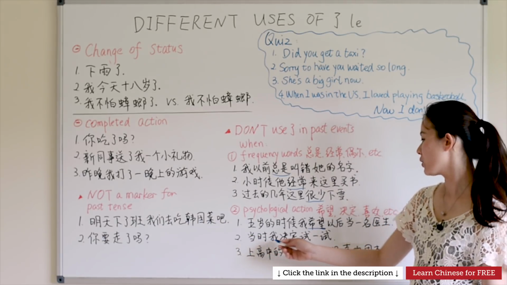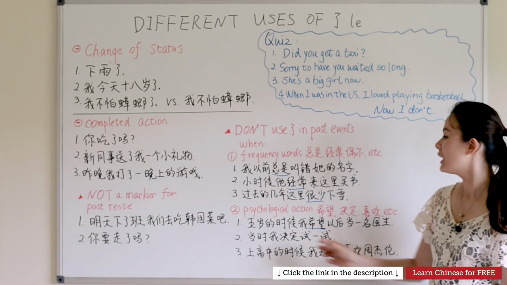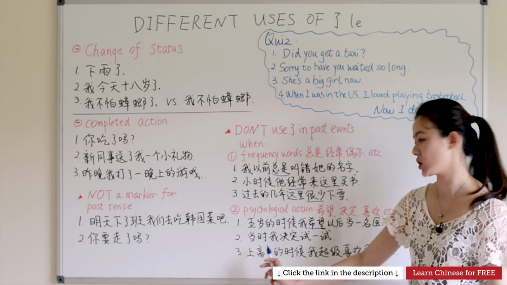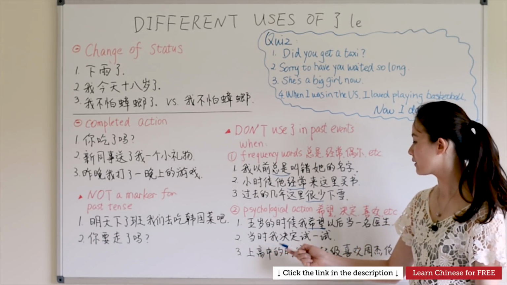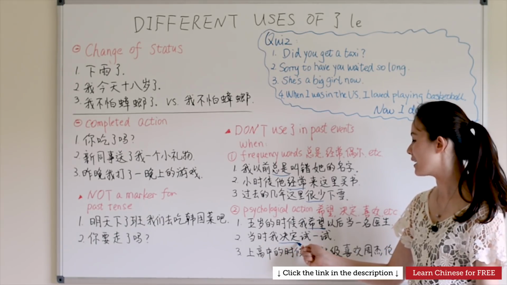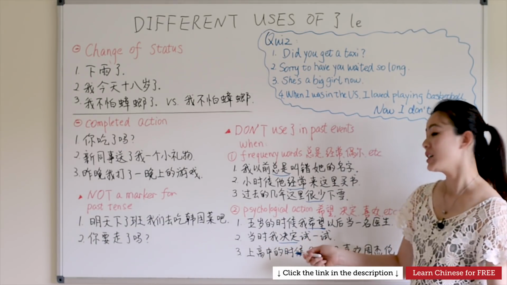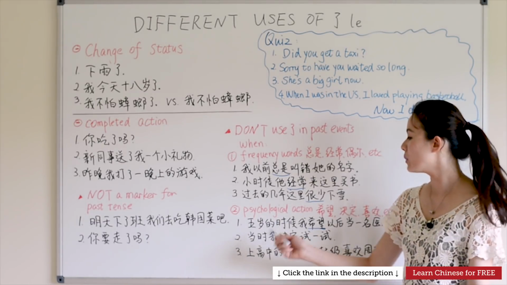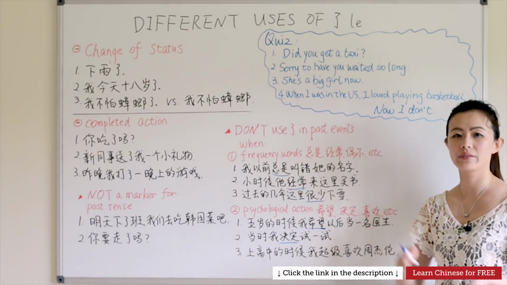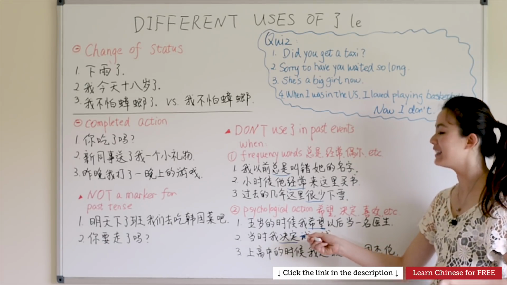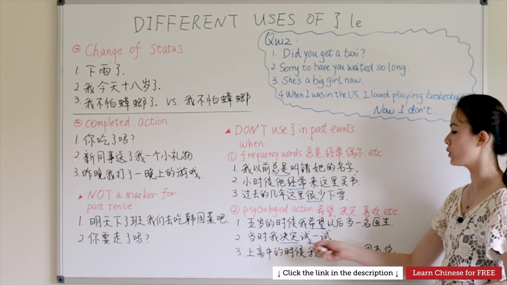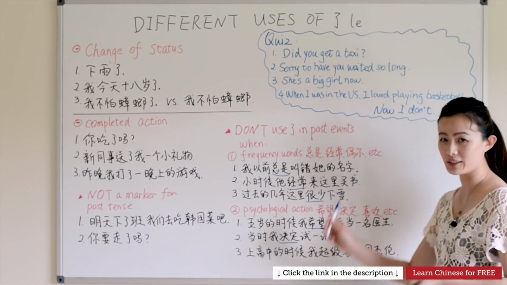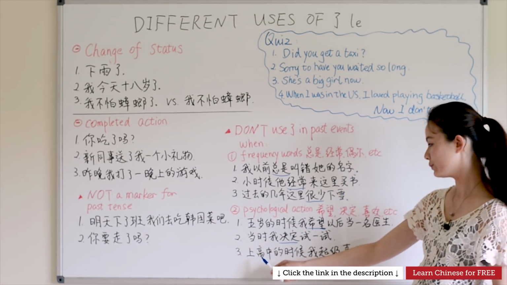So the second one: 当时我决定试一试. 当时, at that time, at that moment. 决定 is to decide. I decided to 试一试, to give something a try. At that moment, I decided to give it a try. But we don't say 我决定了试一试. 当时我决定试一试 is good. You don't need the 了. So the third example.